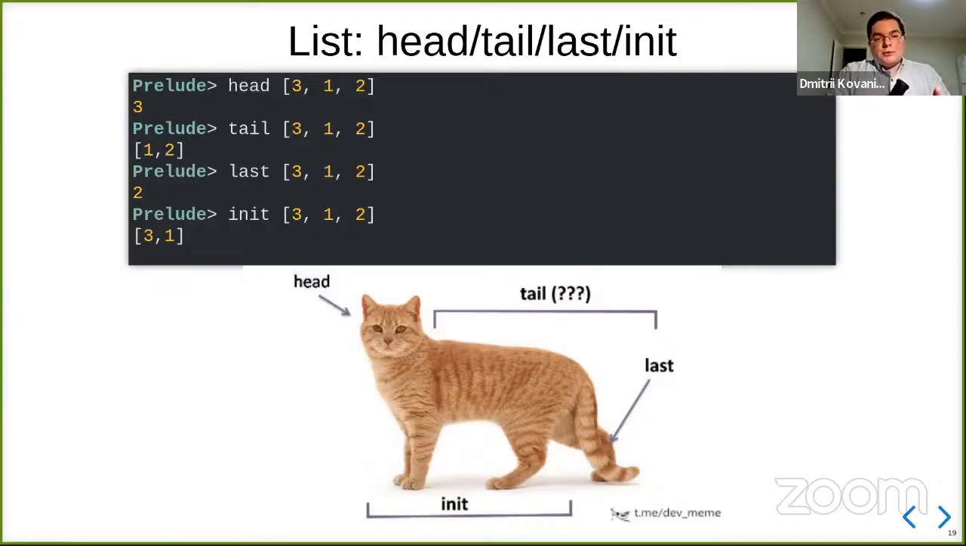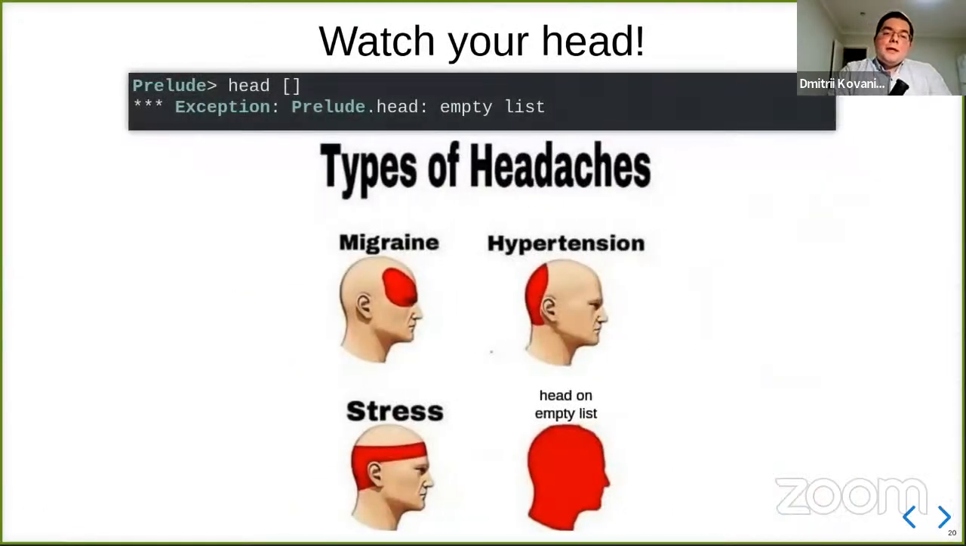These are very important functions. The names are very helpful. And it's really nice that they all are 4 letters long. All good functions are 4 letters long. But actually, those functions are not encouraged to use because they throw exceptions on empty lists.